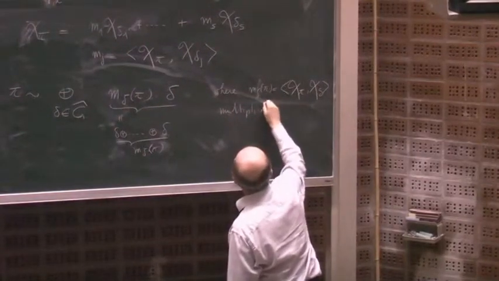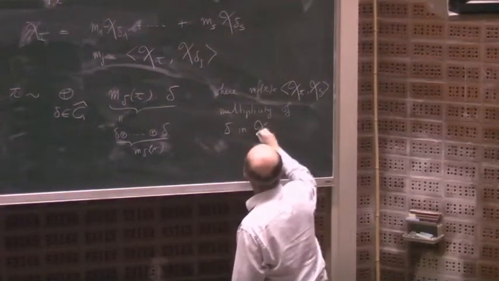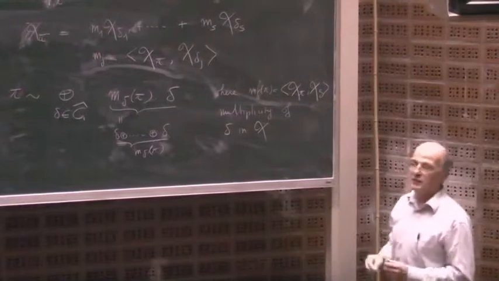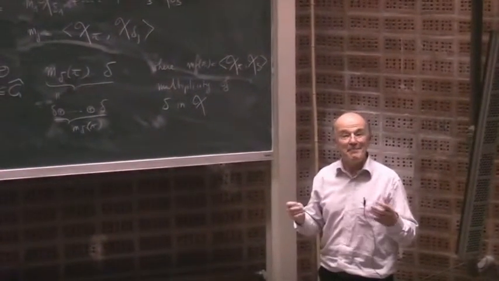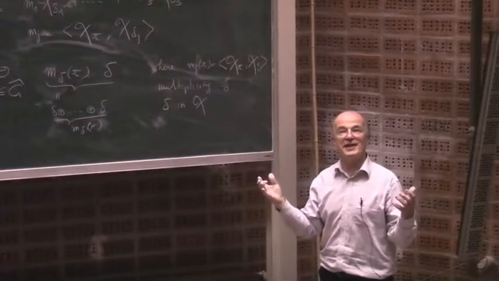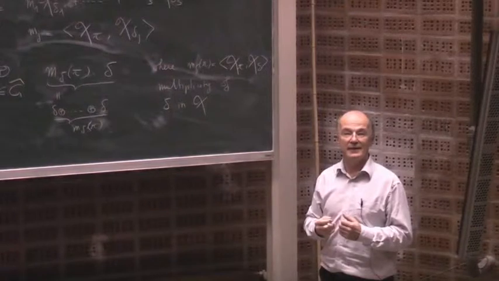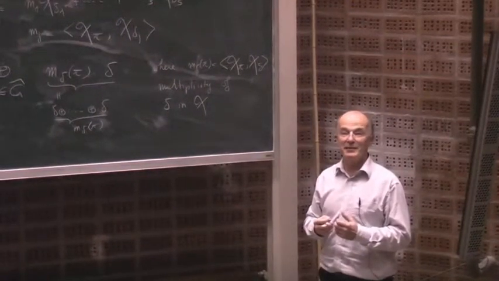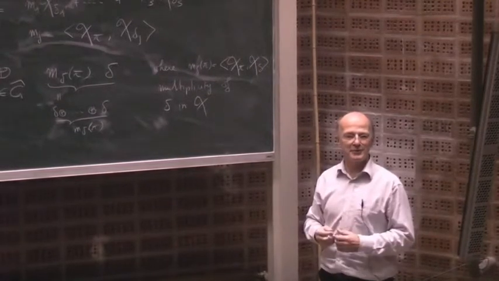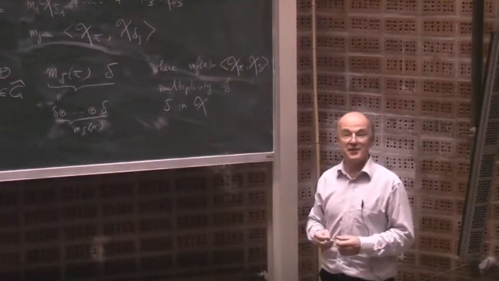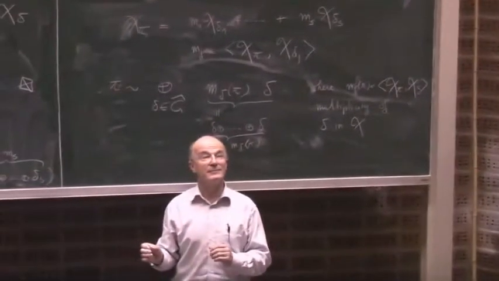The multiplicity of delta in chi. And what this shows is that the characters give us a way to compute these multiplicities. But this means that if we have two representations that have the same characters, then the multiplicities of all irreducible representations in those representations are the same. So the representations are equivalent. So this basically finishes the proof. Is this clear? This argument?